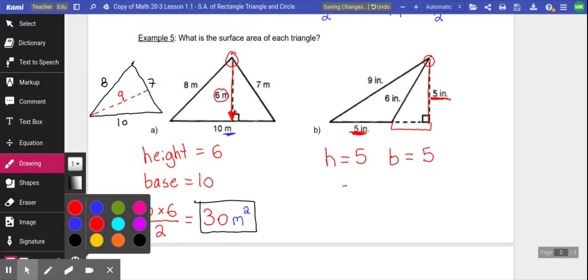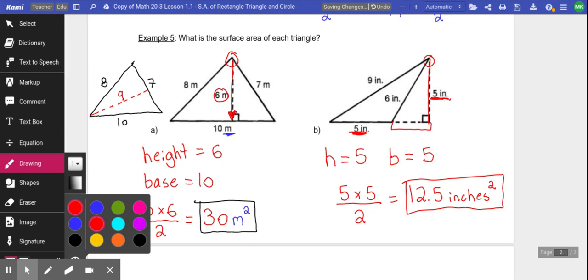So for this, we got 5 height times base, or base times height, and then divide by 2. Should give you 12.5, and IN means inches. You can just put IN. I'm just going to write inches so you know it's inches squared. So that's the area of that triangle.